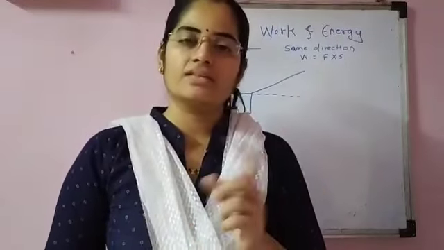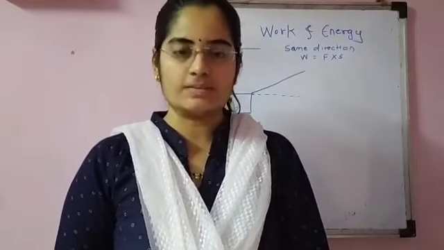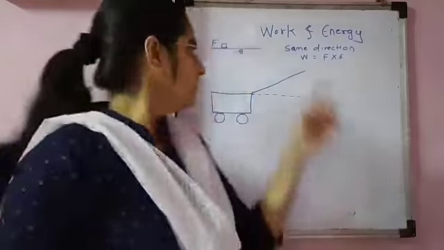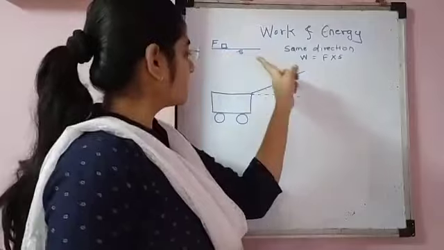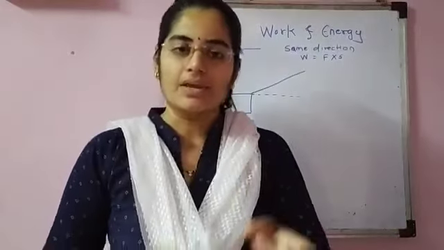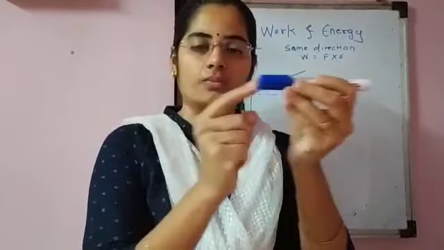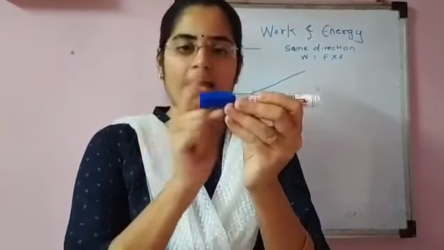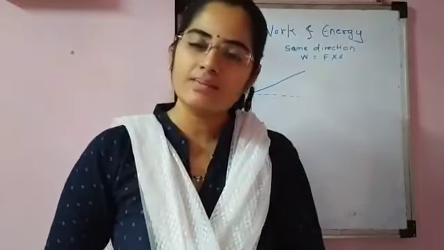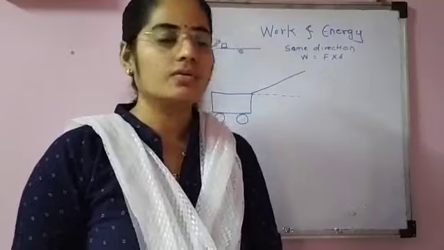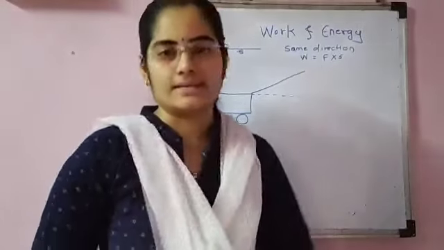First point: work is equal to force into displacement. When the force and the displacement are both in the same direction, we apply the force on an object and it gets displaced. Here force and displacement are both in the same direction, then the formula for work is F into S.